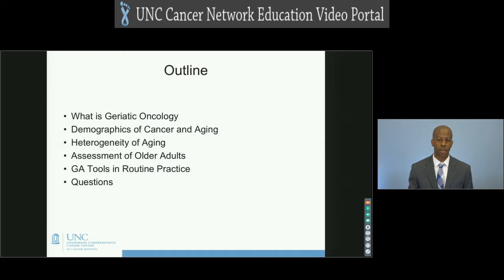So a brief outline of what we're going to be talking about today. I'm just going to briefly go over what is geriatric oncology. Usually when I tell this to people, a lot of them ask me, what is really geriatric oncology? And the first question I usually get is, well, you're not really old enough to be a geriatric oncologist. But I'm a geriatric oncologist. We're going to talk briefly about the demographics of cancer and aging, the heterogeneity of aging, and how we assess older adults. And then we'll go through in a practical way some geriatric assessment tools that you can actually use in routine clinical practice. And if there's time at the end, we'll take some questions.